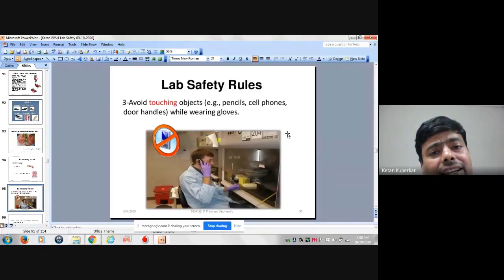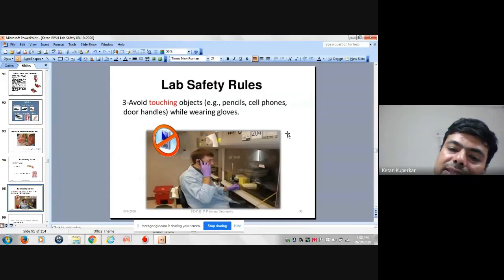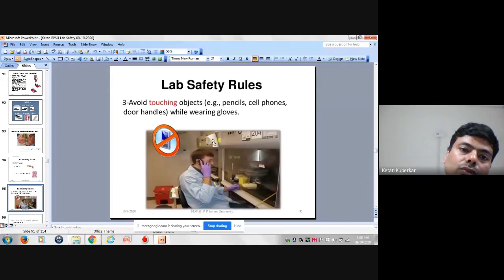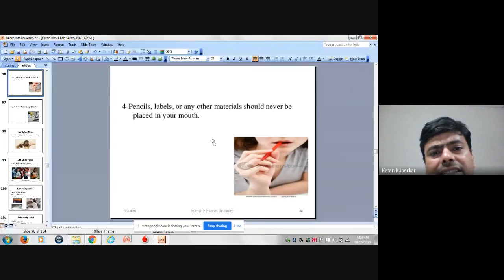Avoid mobiles, which is the most common practice nowadays observed while performing the experiment, where you talk on the mobile first and then keep it on silent mode. Avoiding touching objects ranging from pencils to cell phones to door handles while wearing gloves is very good. Pencils, labels, as I mentioned, we have a habit of chewing other materials also, which should not be practiced.